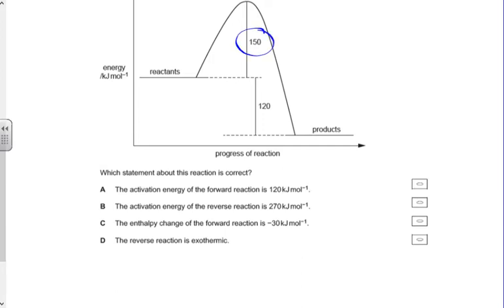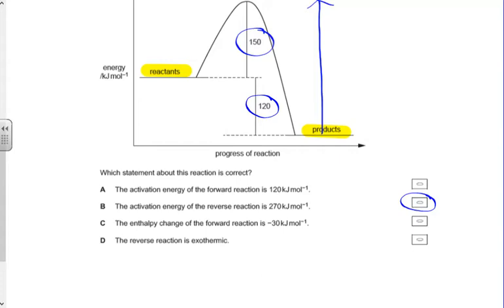B, the activation energy for the reverse reaction is 270 kilojoules per mole. So, from the products going back through to the reactants, the activation energy will be that value, which is 120 plus 150, which gives us a value of 270 kilojoules per mole, which means that B is correct.